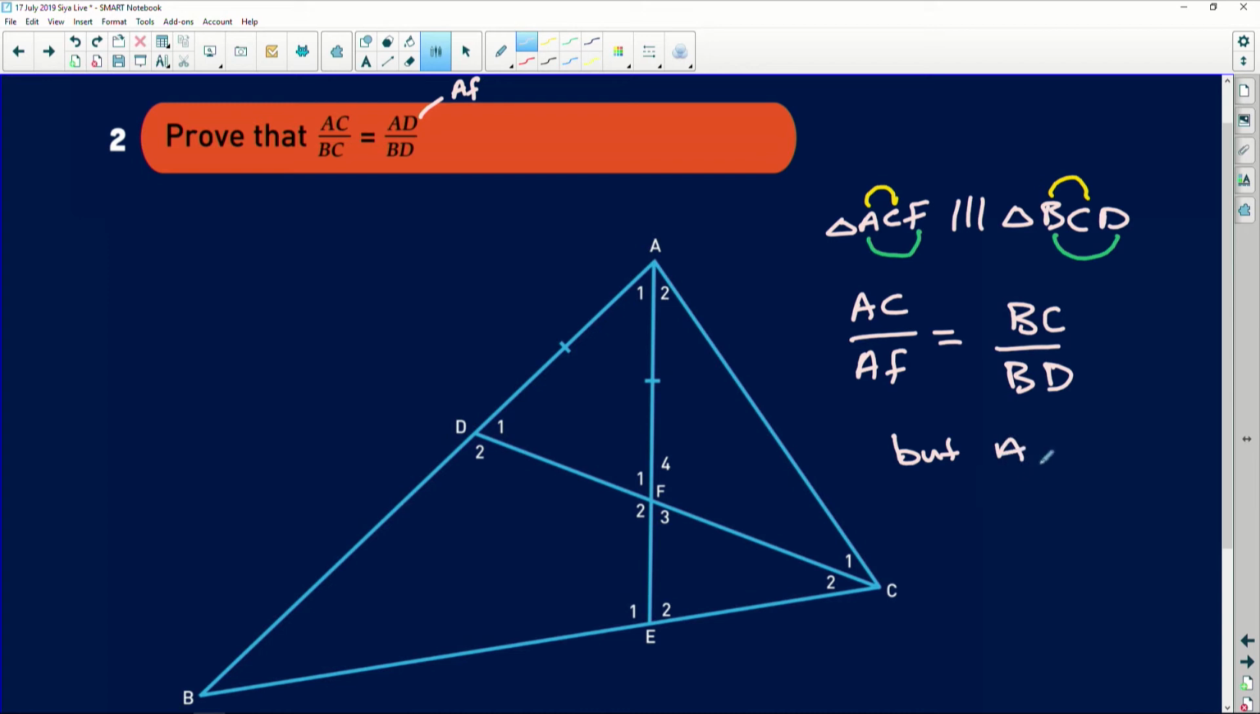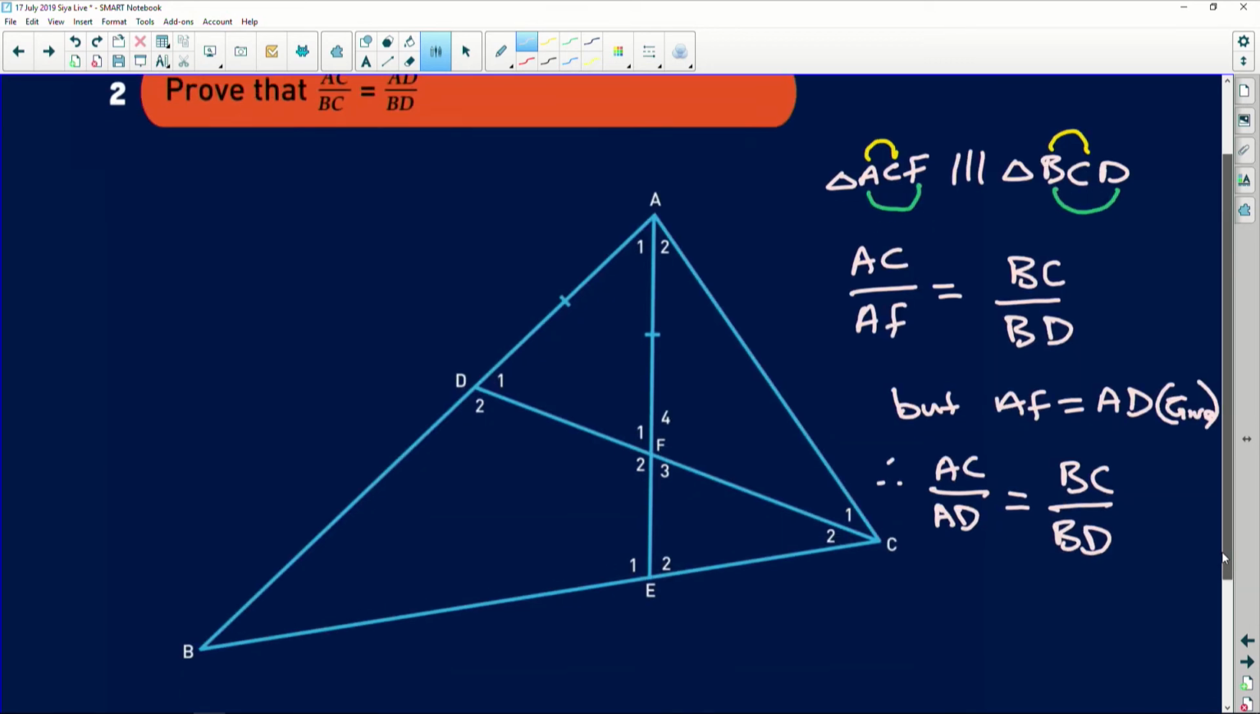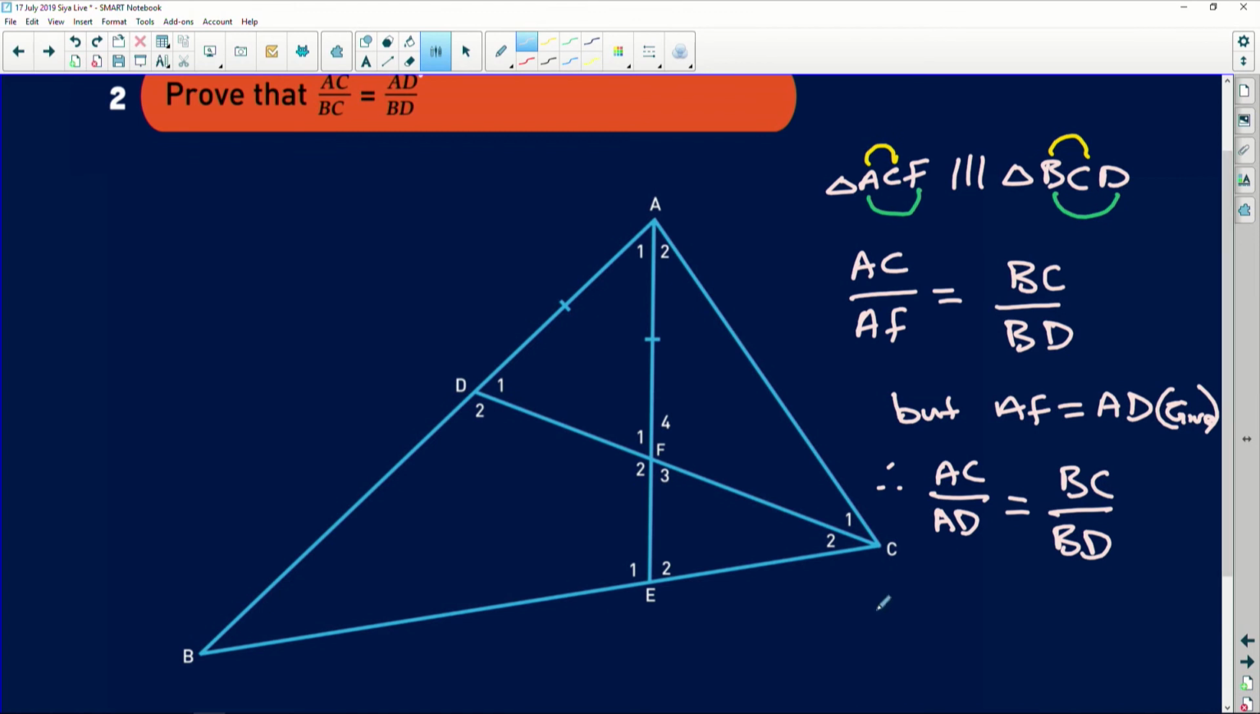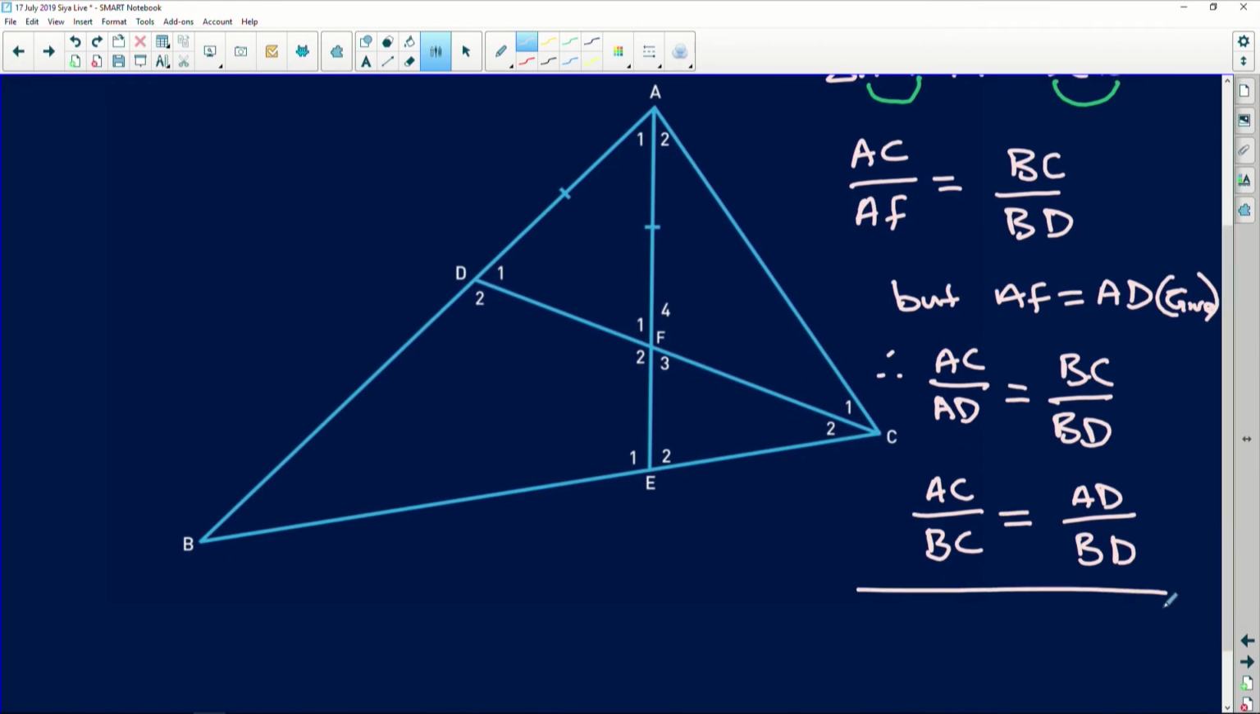But AF is equal to AD. You'll just say this is given, please. So this is given in the statement. Therefore, I have AC over AD is equal to BC over BD. So I want to get it in the form that they have there. I can just cross multiply, though I'm not removing the fraction. So this can move there, because it's the same thing. So this will be AC all over BC is equal to AD divided by BD. So that's what I have there. Then I've proven what they wanted me to prove.